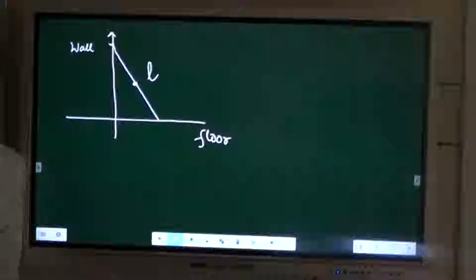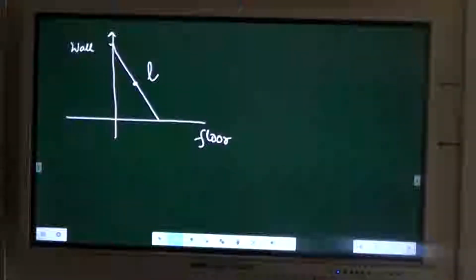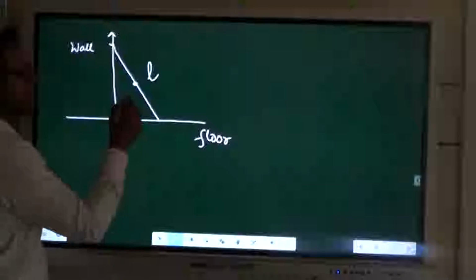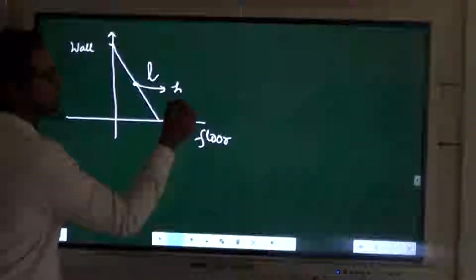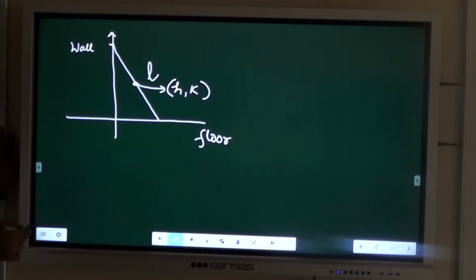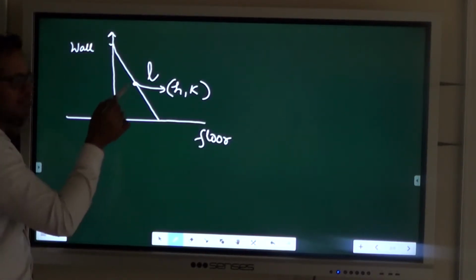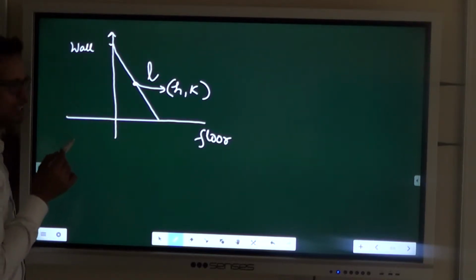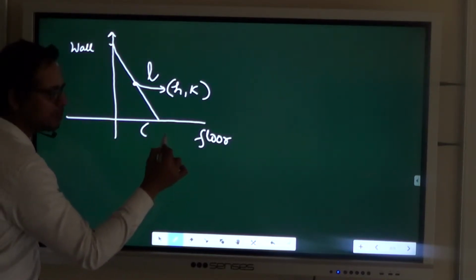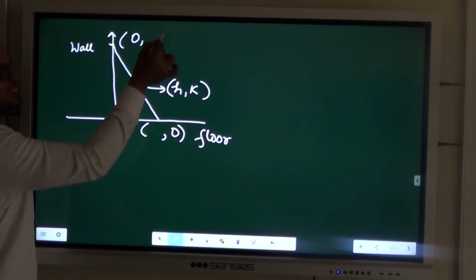Now I will solve this problem in two ways. First way is I'll assume this to be h comma k. That anyways I'll have to do, because I have to find the locus of this point. Correct? Now see. If this is h comma k and if this is the middle point, you know this point has to be something comma 0 and this point has to be 0 comma something.